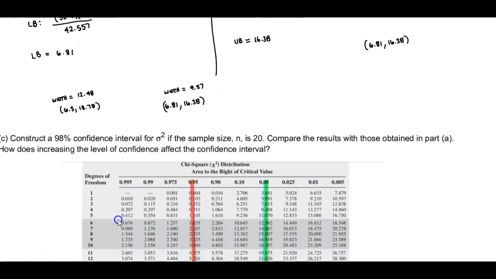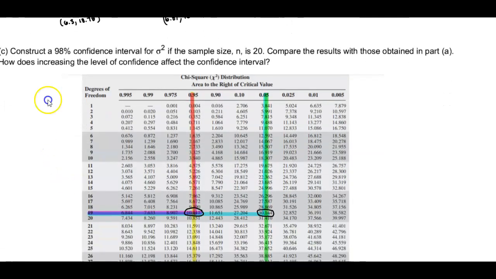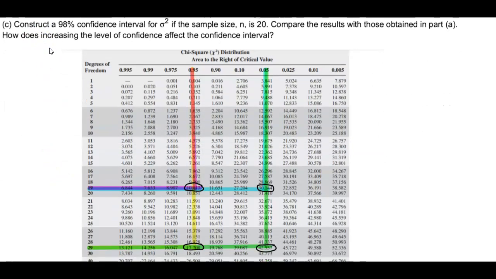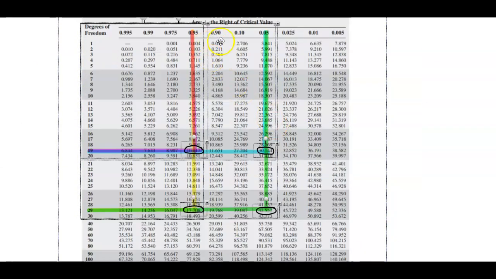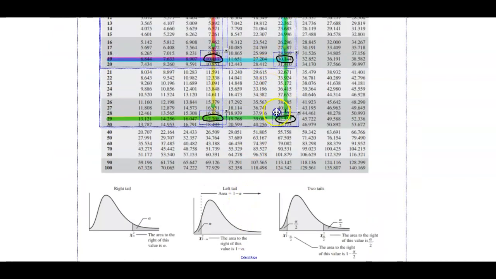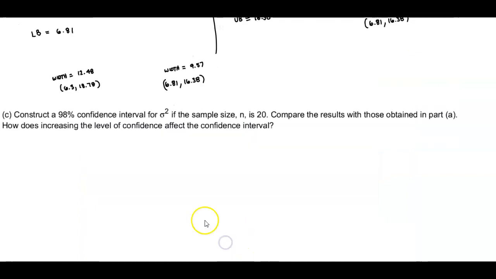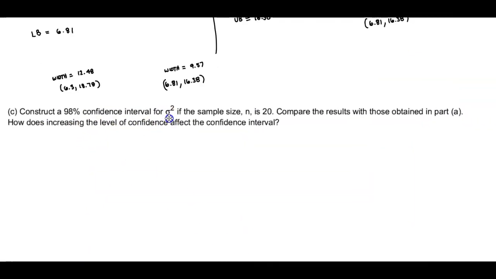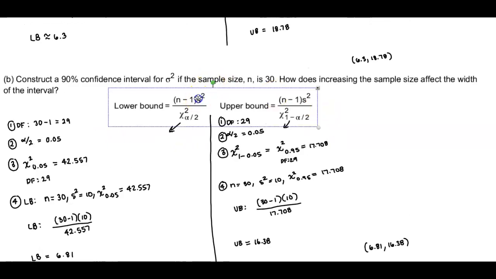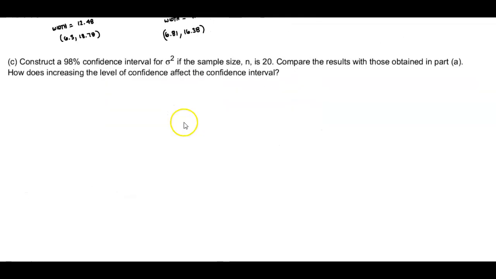Okay, next, what we want to do is construct a 98% confidence interval. So let me go ahead and move this table down a little further. We want to construct a 98% confidence interval for the population variance if the sample size n is 20, and then compare the results to those obtained in part A, and see how increasing the level of confidence affects the confidence interval. Okay, so let's go ahead and copy our formula.